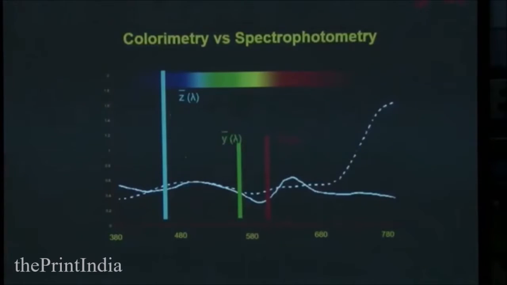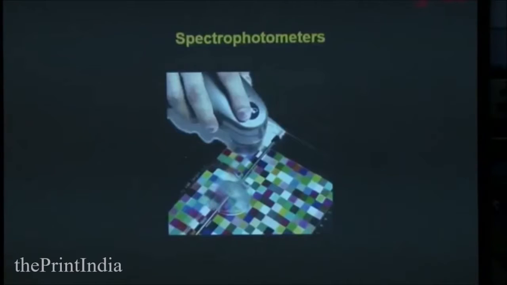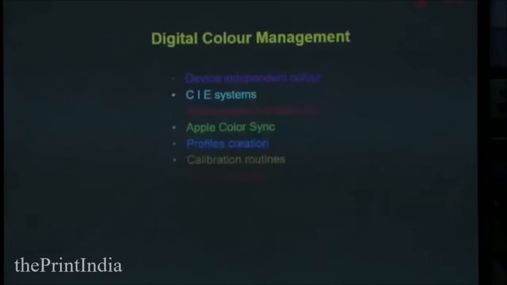If you measure only with a colorimeter, some colors will match under some light, but will not match under other light. This we call metameric match. But if you measure the color with a spectrophotometer, and the spectrum is the same for both colors, then under any light it will match. Okay? So you need the spectrophotometer, which will measure throughout the spectrum.